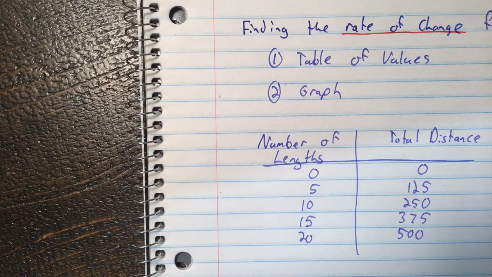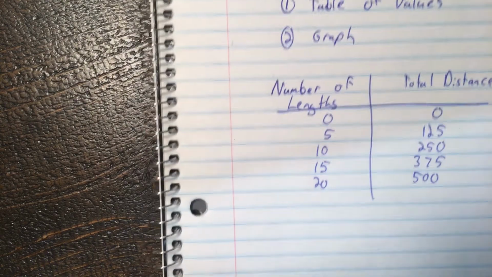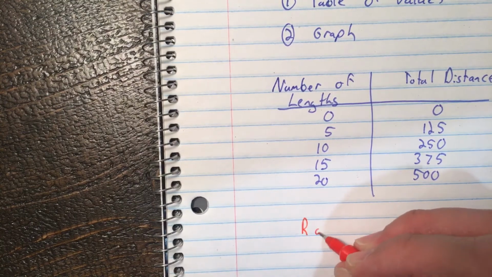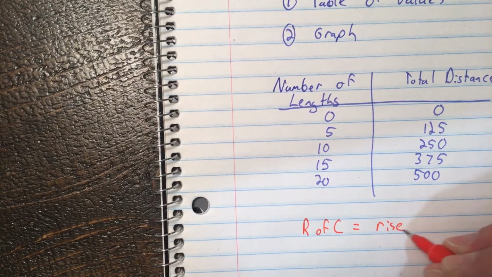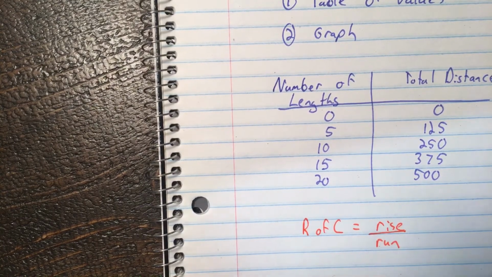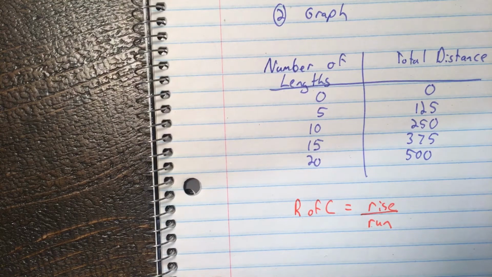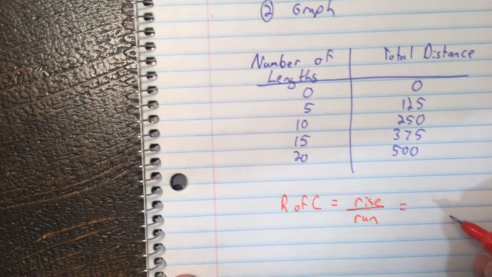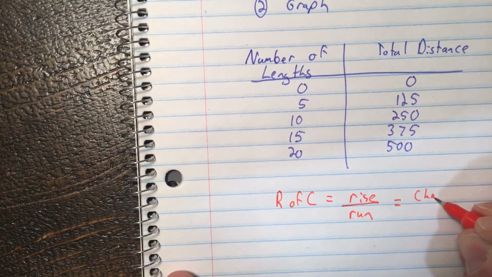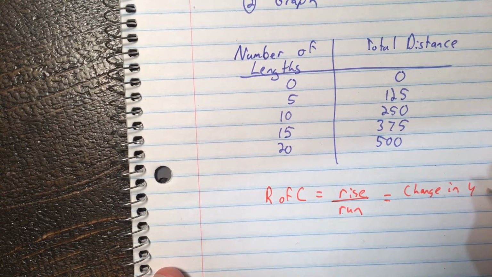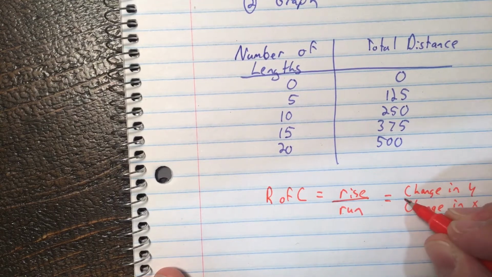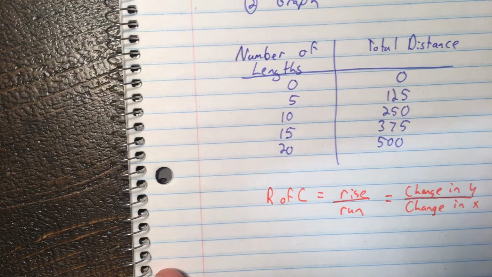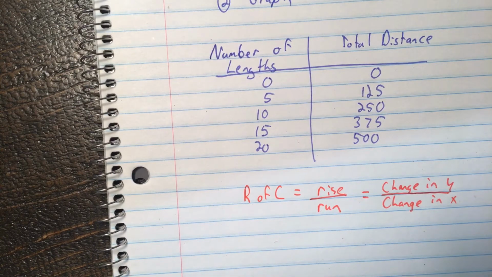Okay, so we know if we're looking for a rate of change, it's equal to the rise over the run on a graph. How much it goes up by, how much it goes over by. Well, the rise is simply the change in my y values, or my dependent variable, over the change in x's. So how much it goes up by over how much it goes over by.